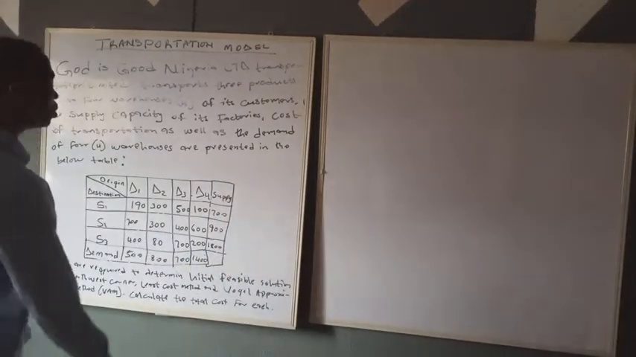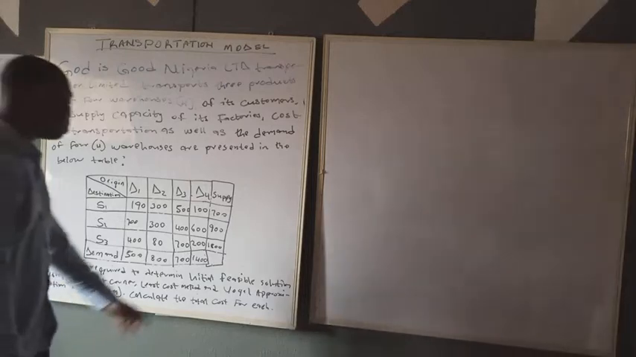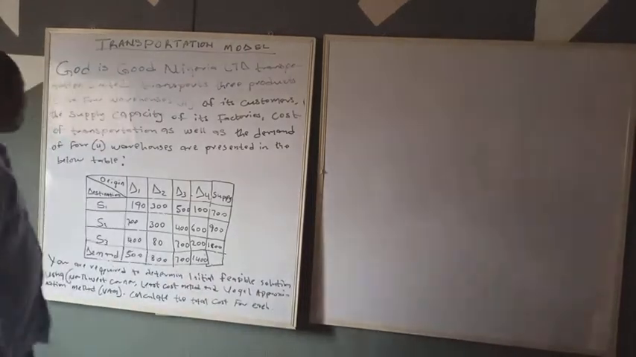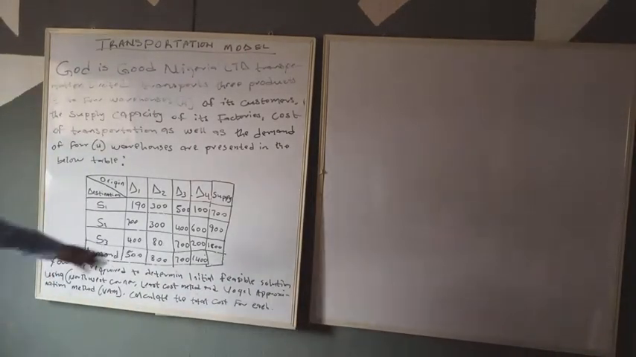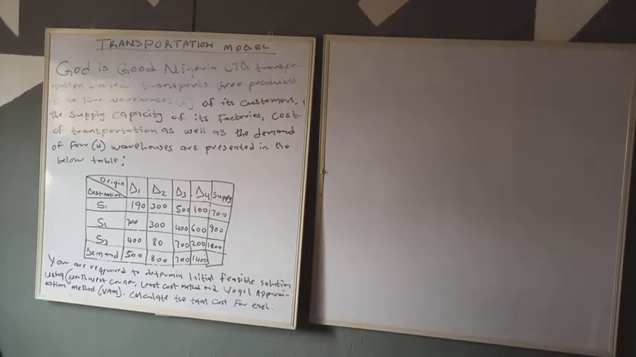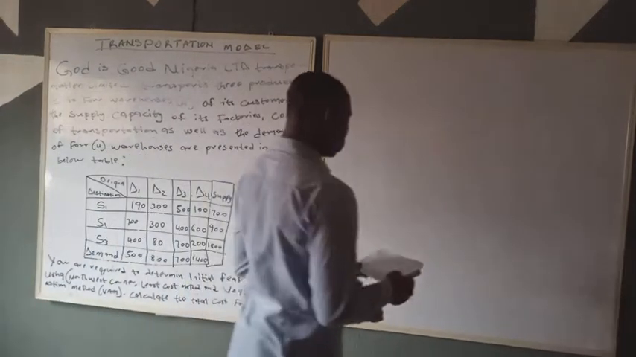demand 1004. Then you are required to determine the initial feasible solution using northwest corner, least cost method, and Vogel approximation method. Calculate the total cost for each. So we are starting with least cost method.